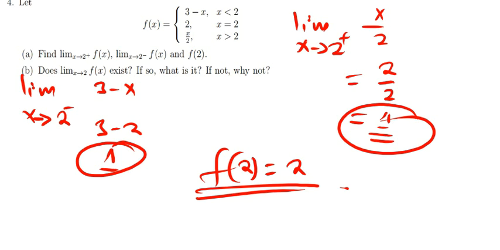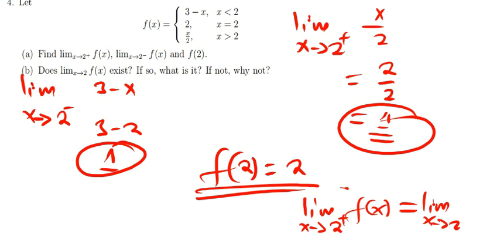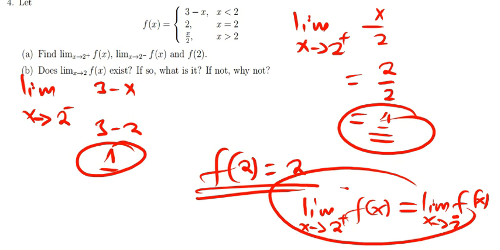Does the limit as x approaches 2 exist? If so, what is it? If not, why not? So it exists because the limit as x approaches 2 from the right side of f of x is equal to the limit as x approaches 2 from the left side of f of x. So it exists because the left-sided limit is equal to the right-sided limit.